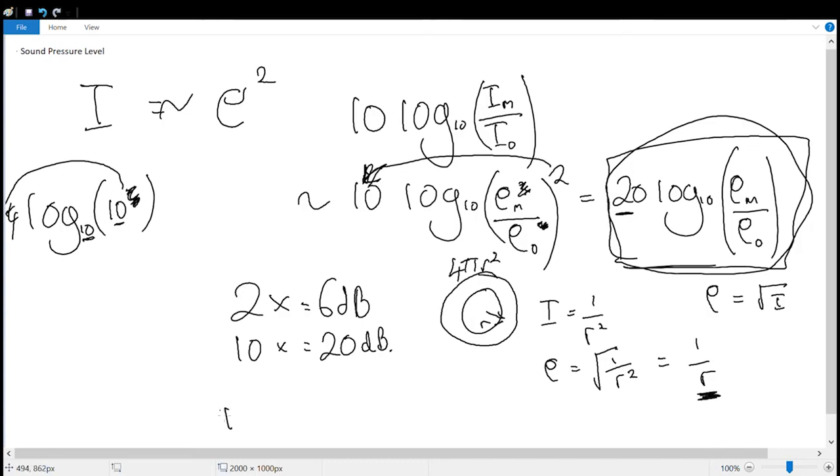So intensity drops with every doubling by 6 dB. And sound pressure level also drops by 6 dB per doubling of distance, and follows an inverse law rather than the inverse square law. But it all ends up being the same.